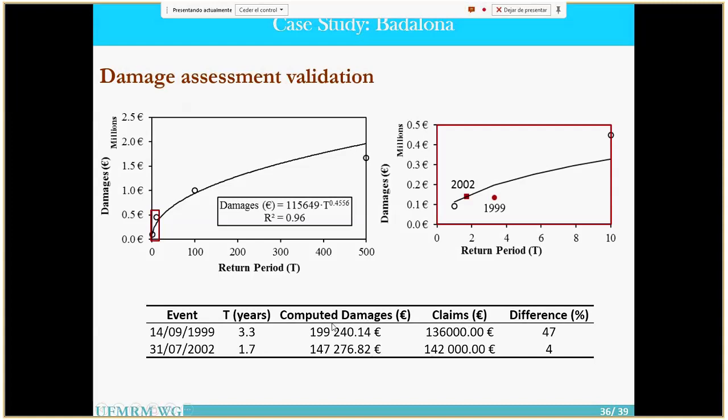Okay, so by comparing these, we can see that our model is appropriate, because the distance between these points is not too large. Okay, well, there are a lot of uncertainties, as you can imagine, in this kind of methodology, but we think that the 47% as a maximum is okay to validate our model.